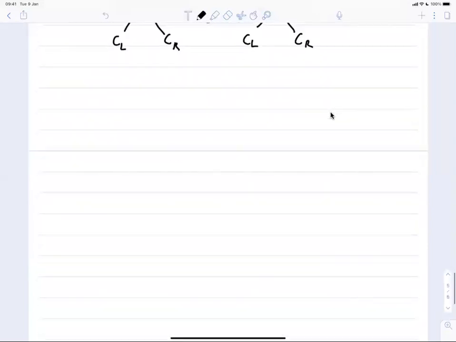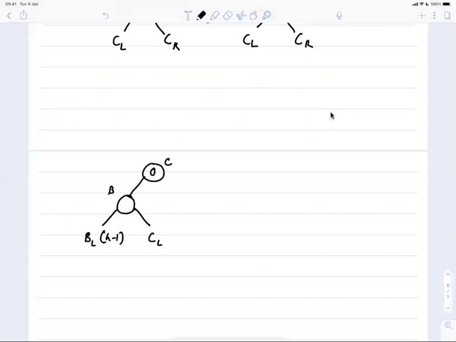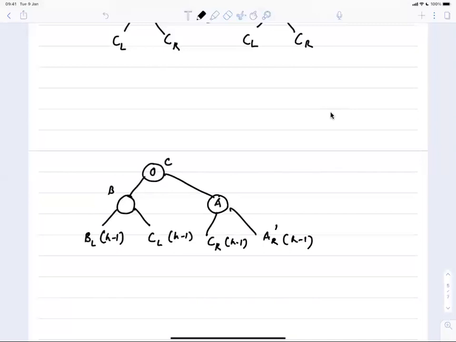So what happens now? The new tree that we will have, this is C, this is B, and we have BL, H minus 1, and CL, which should also be H minus 1, and the right child is A, and then we have CR and AR prime, which are both H minus 1. Okay. All right.